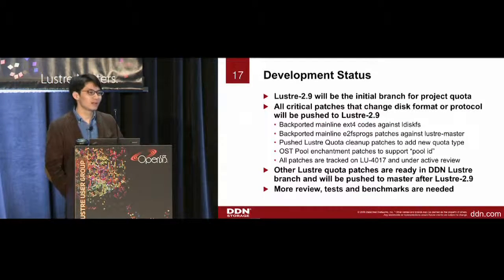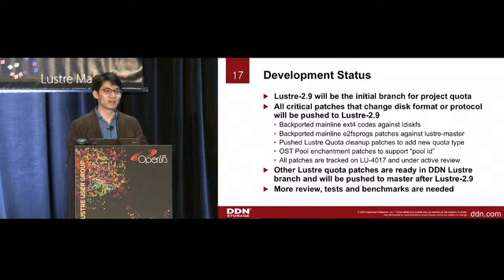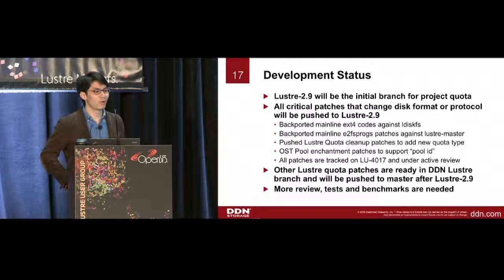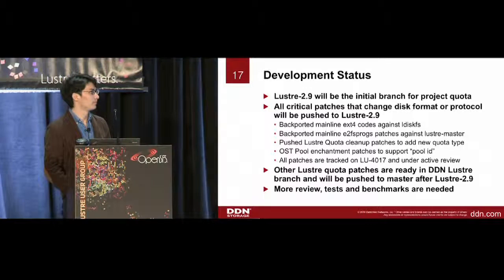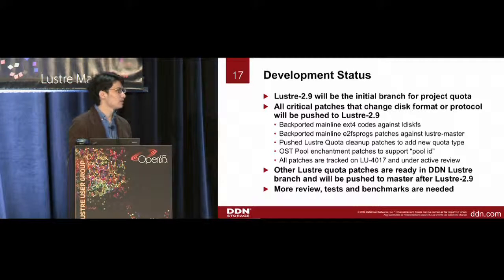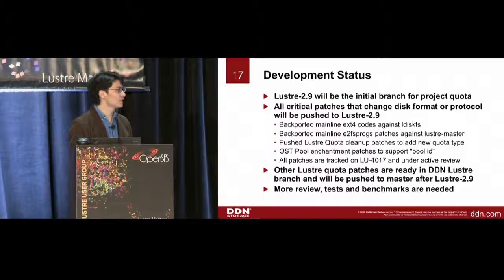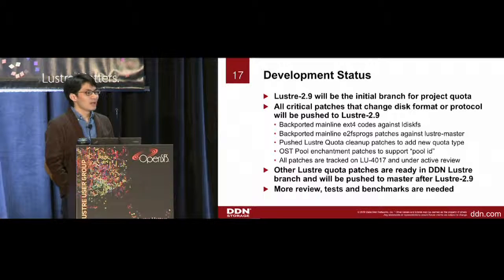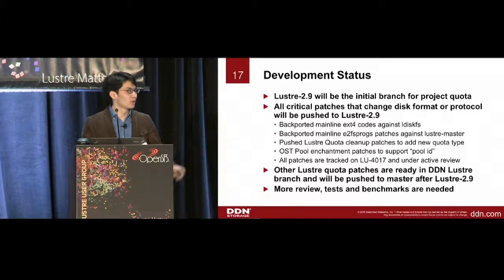Okay, Project Quota for Lustre is coming soon, and we are trying to push all of the patches to the mainline Lustre as soon as possible. And we want to push all of the critical patches that change disk format or protocol to Lustre 2.9, and that includes ext4 patches or LDiskFS patches and e2fsprogs patches, and also the Lustre Quota cleanup patches and the patch that adds support of project ID to the OST pool configuration. And you can check the progress of the project on the LU-4017 ticket whenever you want. And all of the other Lustre Quota, Project Quota patches will be pushed after Lustre 2.9.